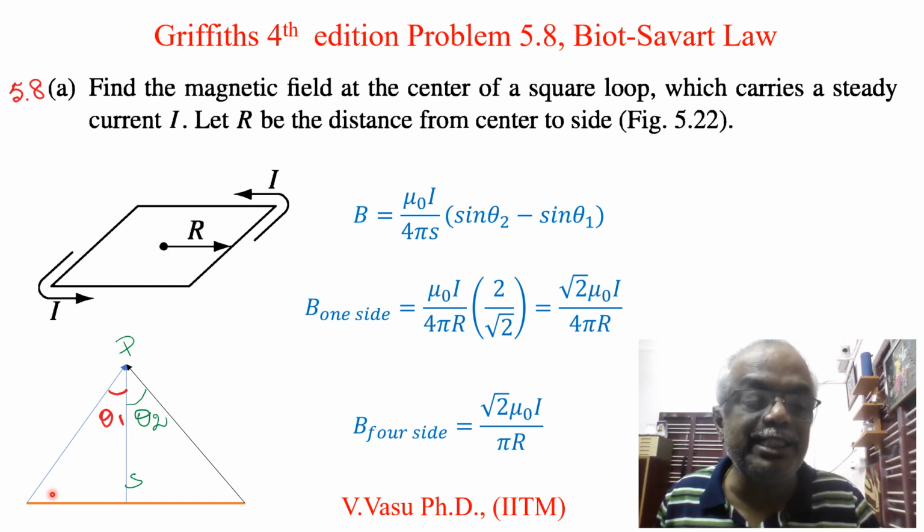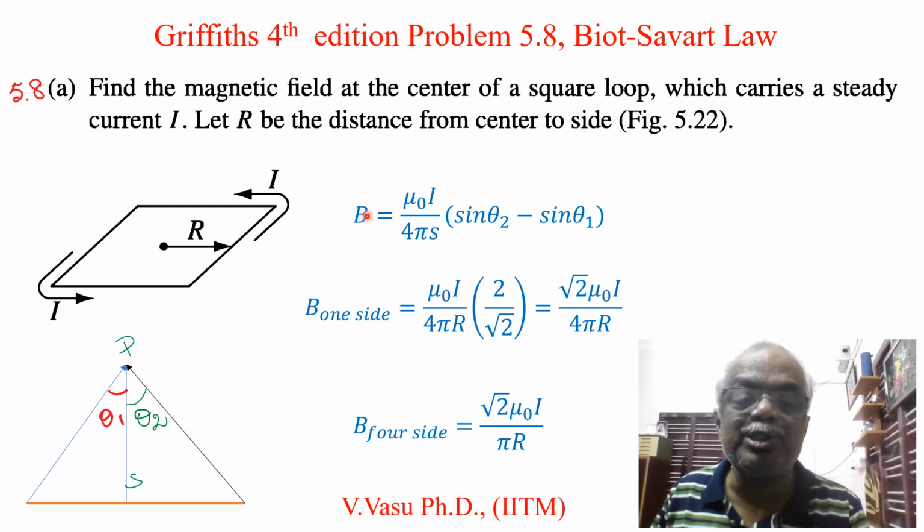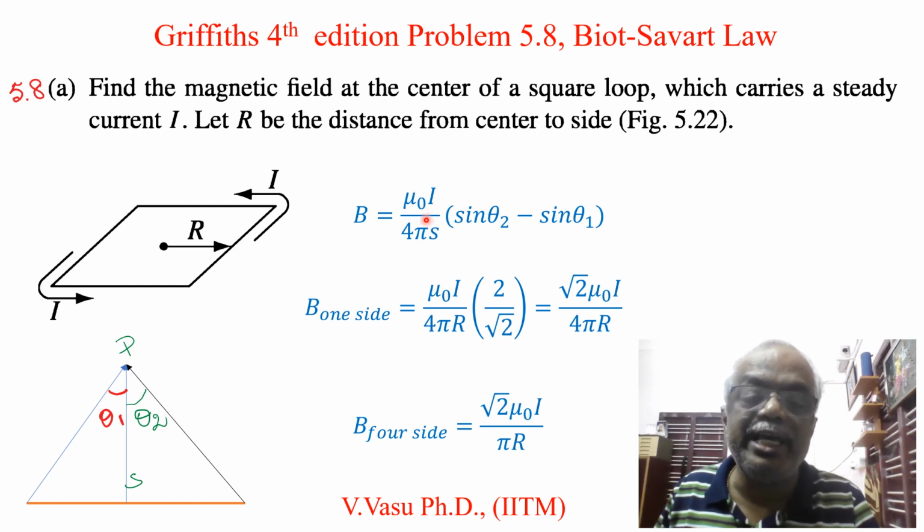Before that, we will see the magnetic field due to a wire. The magnetic field at the point P, which is at a distance S from the wire, makes an angle theta 1 and this is theta 2. According to the Biot-Savart law, the magnetic field is equal to mu naught I over 4 pi S, times sine theta 2 minus sine theta 1.